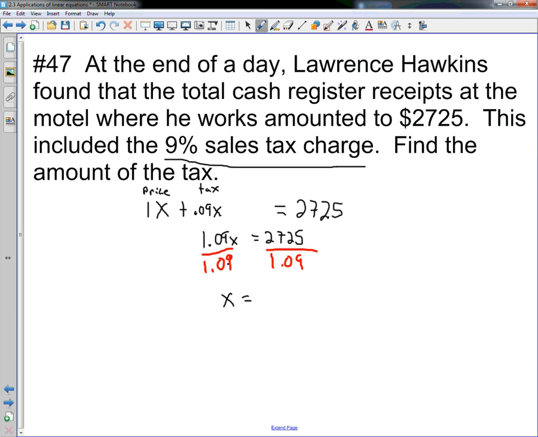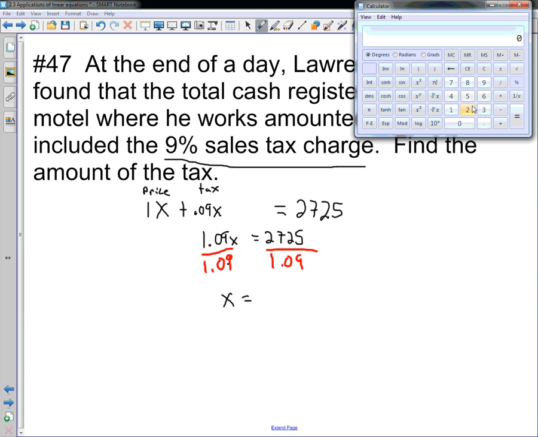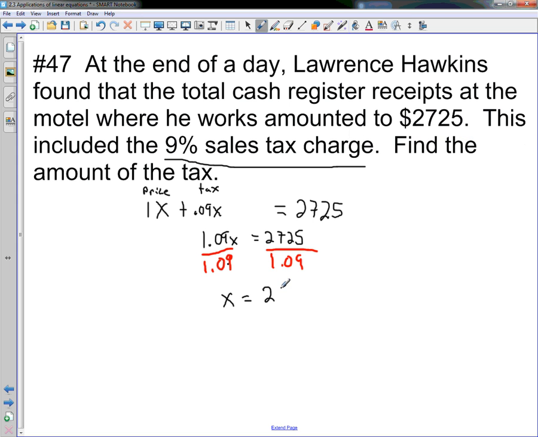So we have our handy calculator. 2725 divided by 1.09. Okay. So that tells us x equals 2,500. Now let's think about what x was. X was the original price of what we were working with.